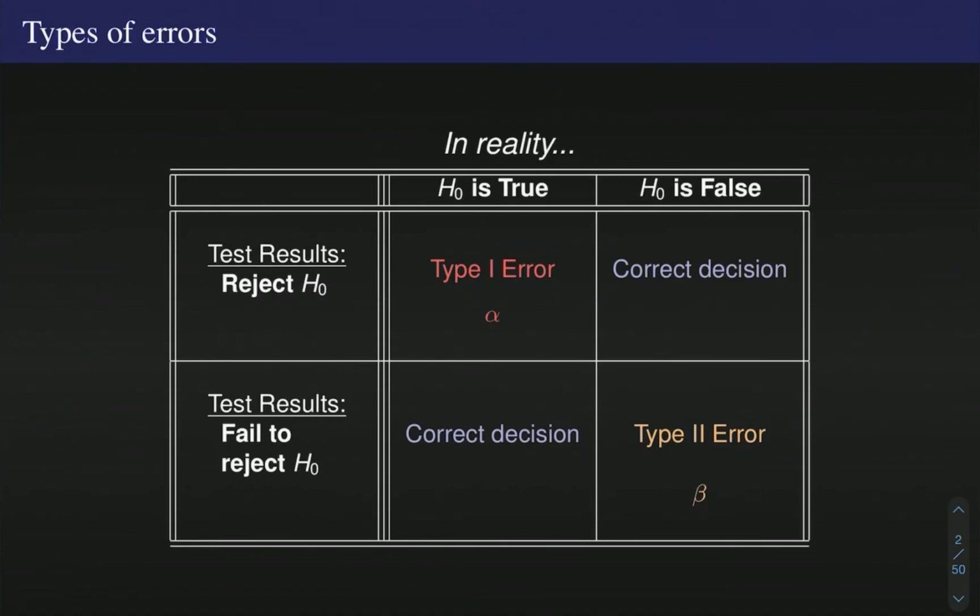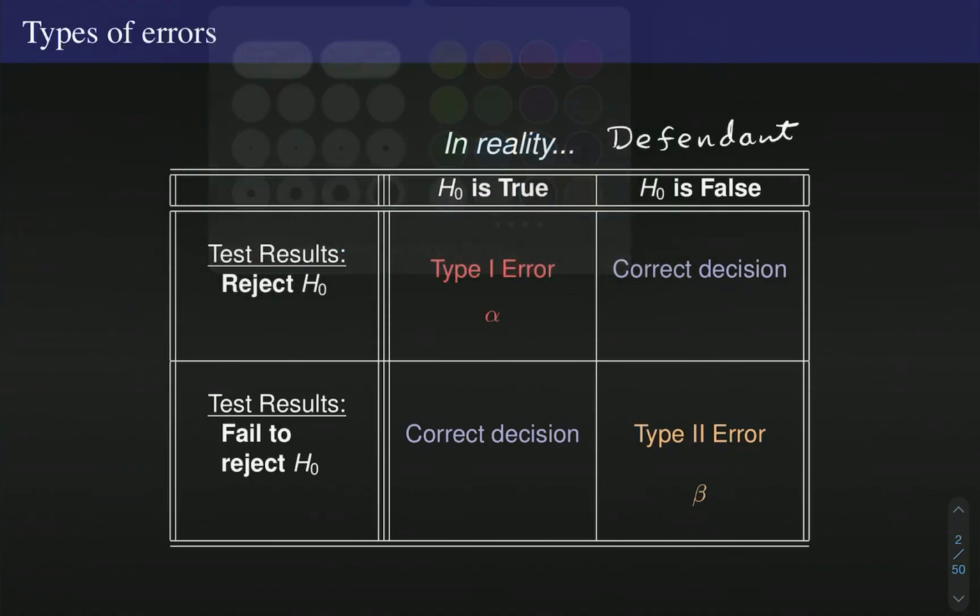A good way to remember these two different types of errors for hypothesis testing is to lean on our analogy to the criminal justice system. So remember, in this analogy, we treat the null hypothesis as being the defendant, the person on trial. And so we interpret the null hypothesis being true as essentially meaning that the defendant is innocent.